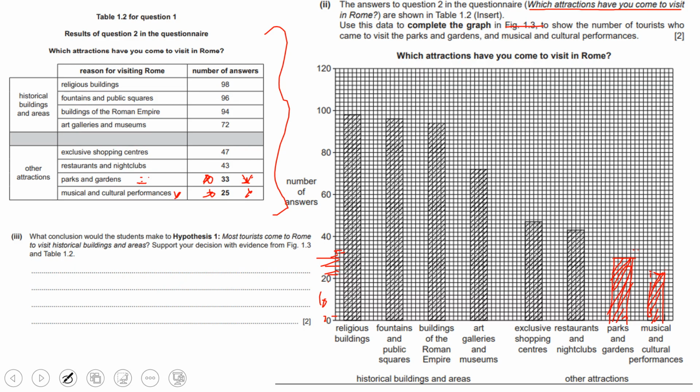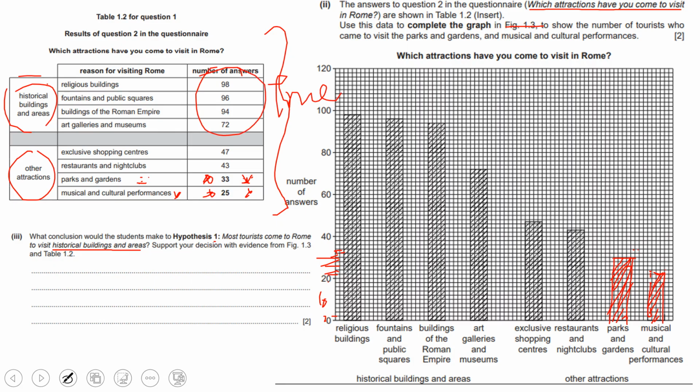Now they say, what conclusion will the student make to hypothesis 1? Most tourists come to Rome to visit historical buildings and areas. So look at it. From this data, you can come to a conclusion on that. Now, historical buildings and areas and other attractions. The first thing you should do in this type of question is that a conclusion to the hypothesis should be written first. True, false, or partially true are the major 3 conclusions. So here, this hypothesis should be true.